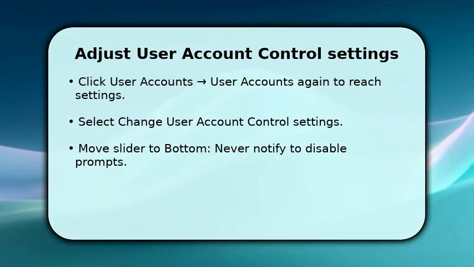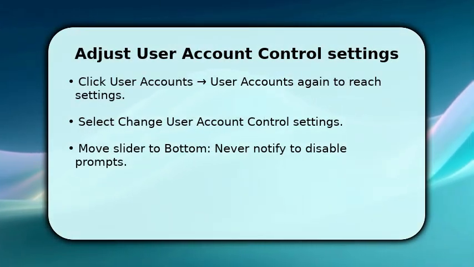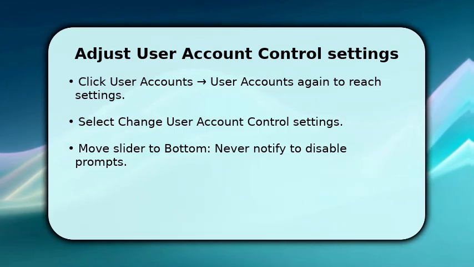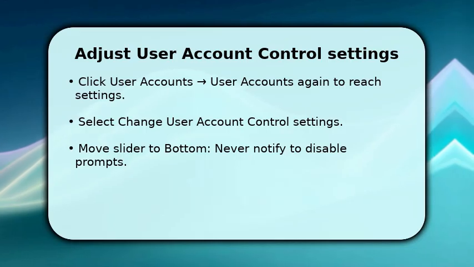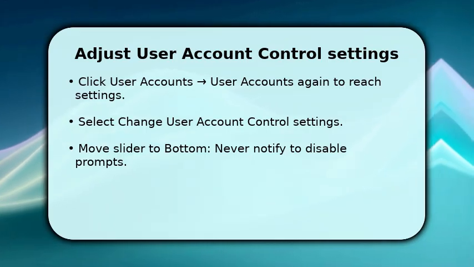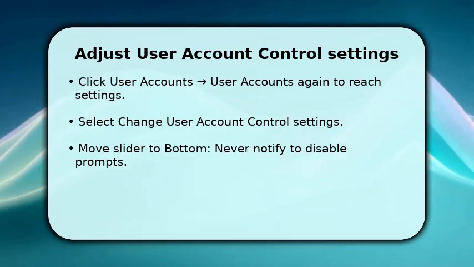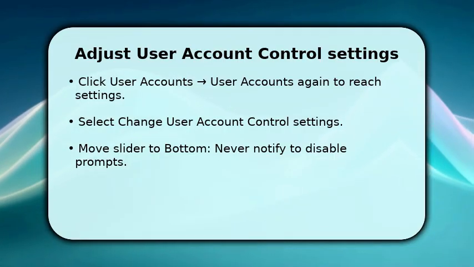You'll now change the UAC level. Click User Accounts, then User Accounts again to reveal Change User Account Control Settings. This path is precise so you don't end up in unrelated menus. Move the slider down to the bottom position, labeled Never Notify, to stop elevation prompts. You're choosing convenience over prompt protection.